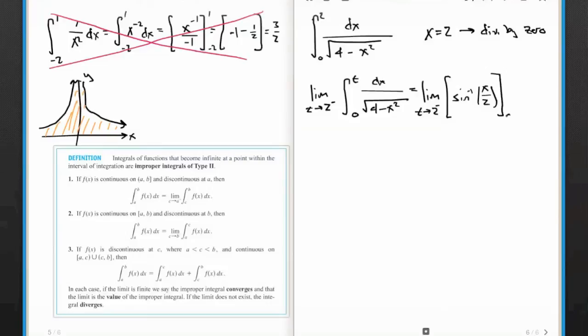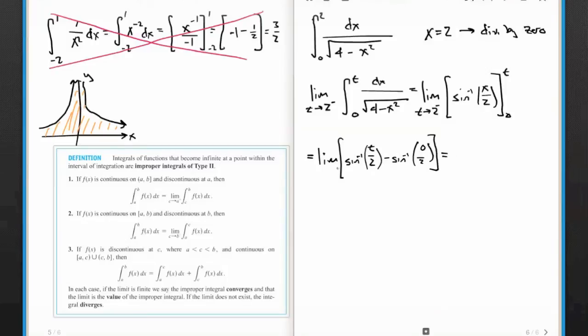And we're still going from 0 to t. And we plug this stuff in, equals the limit. And I'm just going to have you remember that this is approaching from the left, of the arc sine of t over 2 minus the arc sine of 0 over 2, which is really just 0.